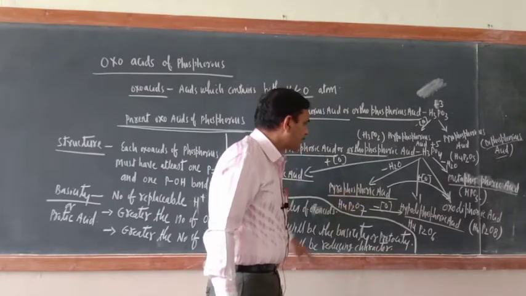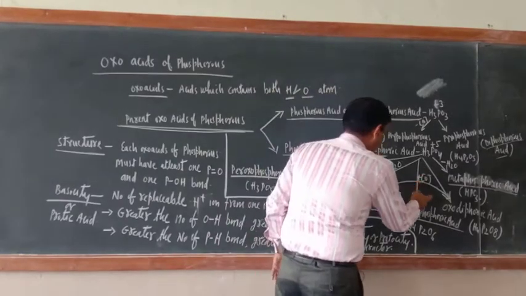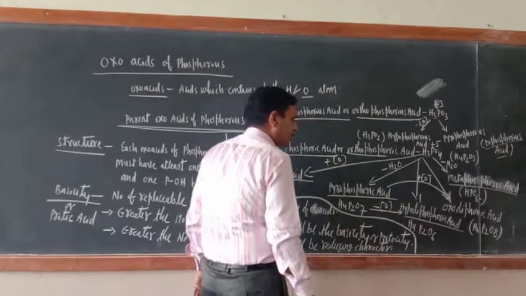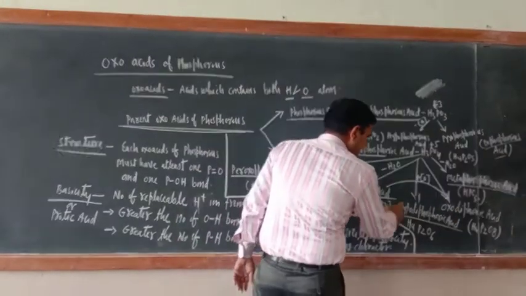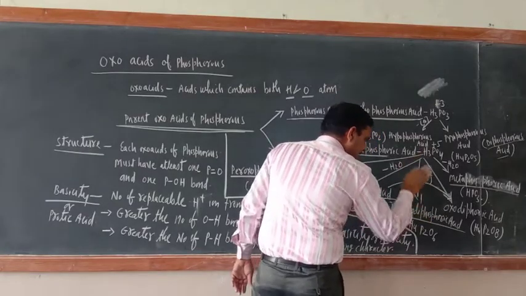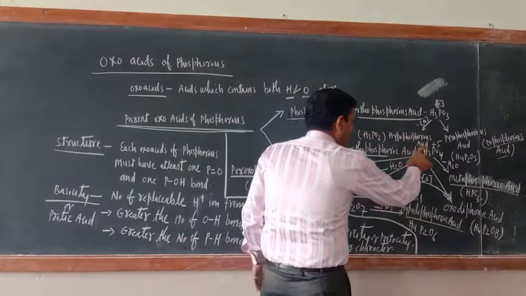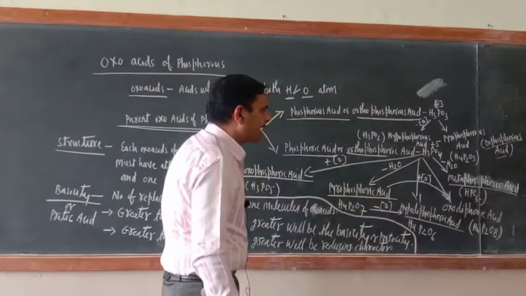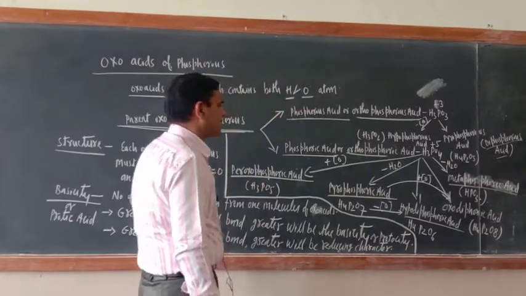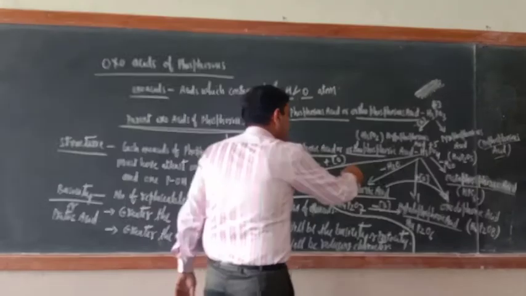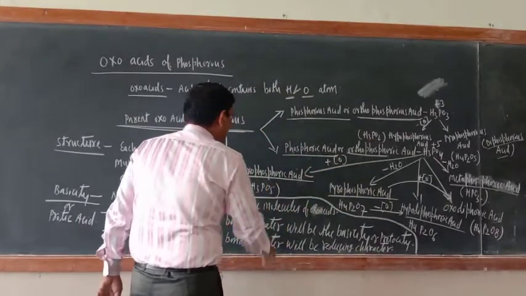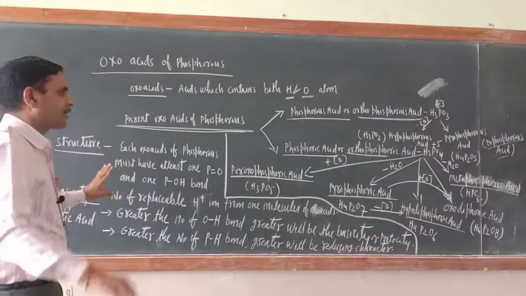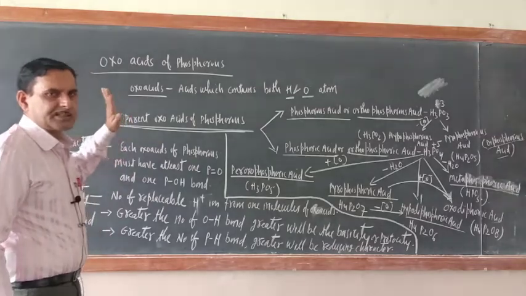Now to pyrophosphoric acid, add 1 oxygen, then you will get oxodiphosphoric acid. If you remove 1 oxygen, then you will get, hypo meaning less, hypodiphosphoric acid. From H3PO4, if you remove 1 molecule of water, then you will get metaphosphoric acid. Now if in H3PO4 you add 1 nascent oxygen, then you will get peroxophosphoric acid. So these are the total 8 oxo acids of phosphorus.